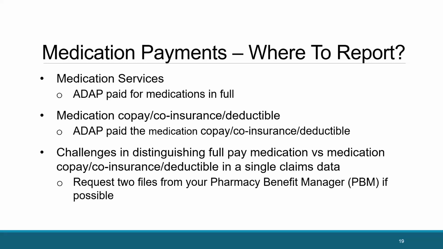We also know that this can be more difficult for ADAPs to determine because if they receive a claim file from their PBM, for example, usually it doesn't distinguish those costs. So we do suggest that if you do receive it that way, to ask your PBM to actually provide you with two files that distinguish those two different types of costs. So medications paid in full, or another file that has medication copay, insurance and deductibles.